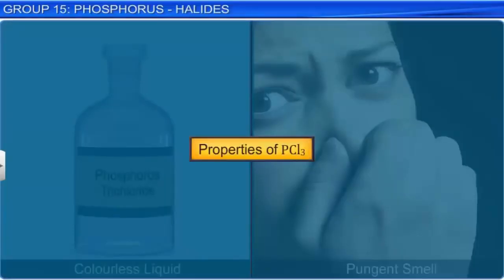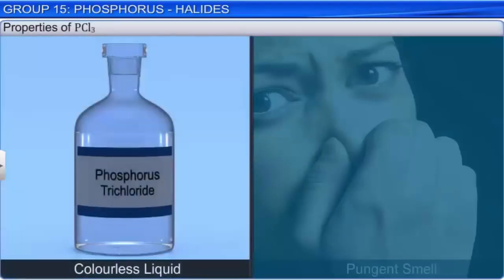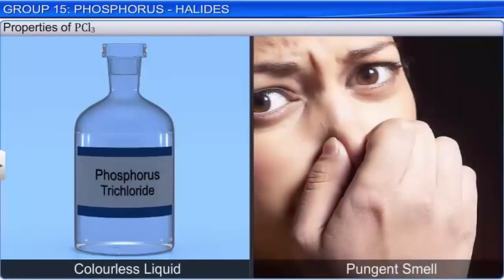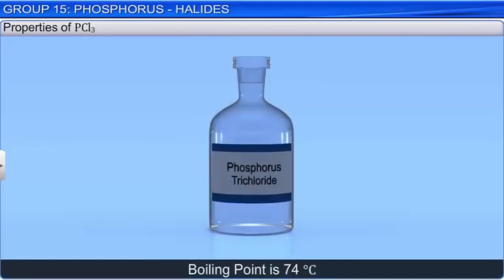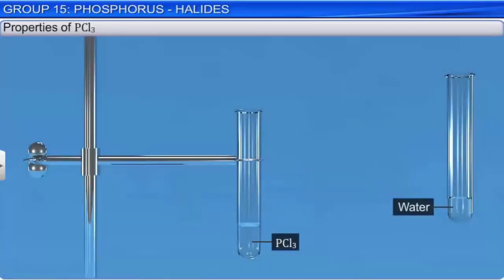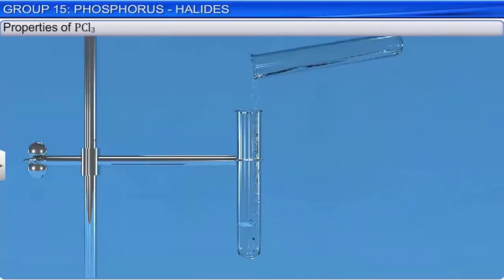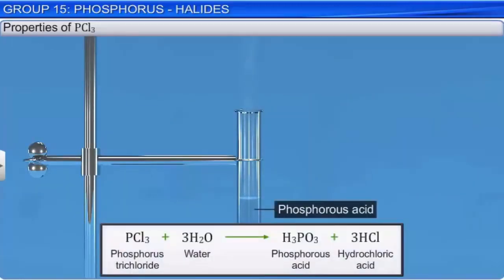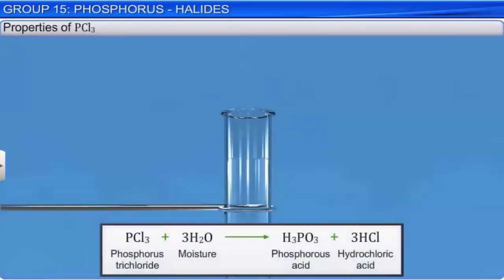Let us now turn to the properties of phosphorus trichloride. It is a colorless liquid with a pungent smell. It has a very low boiling point of 74 degrees Celsius. It reacts violently with water and gets hydrolyzed to form phosphorus acid and fumes of hydrochloric acid. As a consequence, it fumes in moist air.